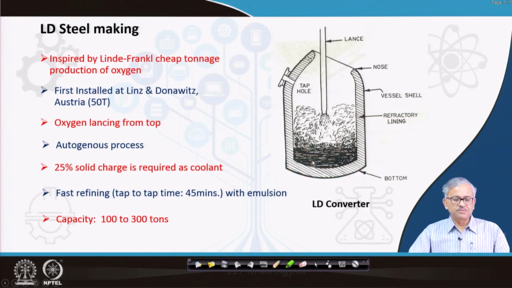So, this is the basics of LD, and you can see this is the refractory lining, a highly basic refractory lining, and I will talk about that. And this is the tap hole through which the metal comes out, and this is the mouth through which the lance is injected. And you can find there is a round corner, basically rounding is there to facilitate the mass transfer into the liquid steel bath.